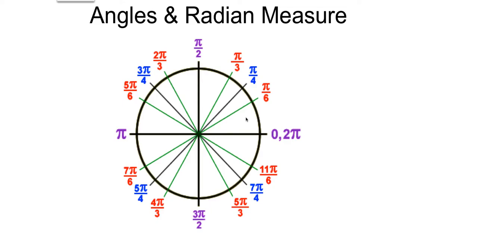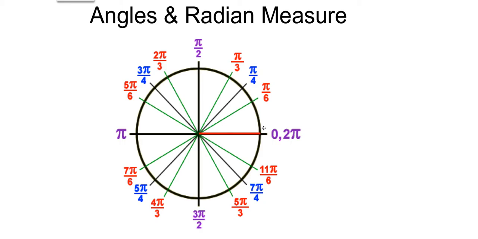So in this second video about angles and radian measurements, we're going to talk about angles that are in standard position as well as coterminal angles. So the first thing we do is talk about standard position. An angle in standard position means that its initial side is on the positive x-axis.